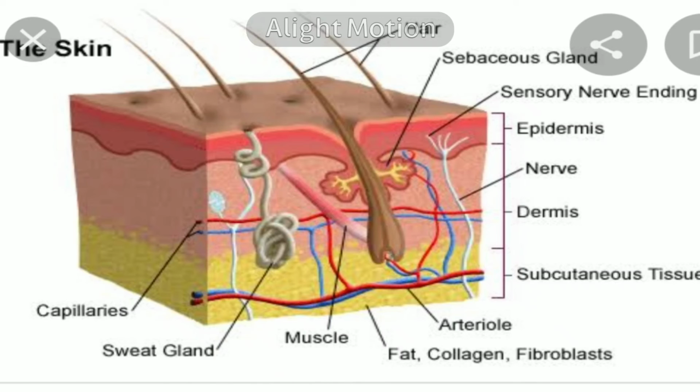Hi friends, now I will tell you about the skin, its structure, functions, and how to take care of it.